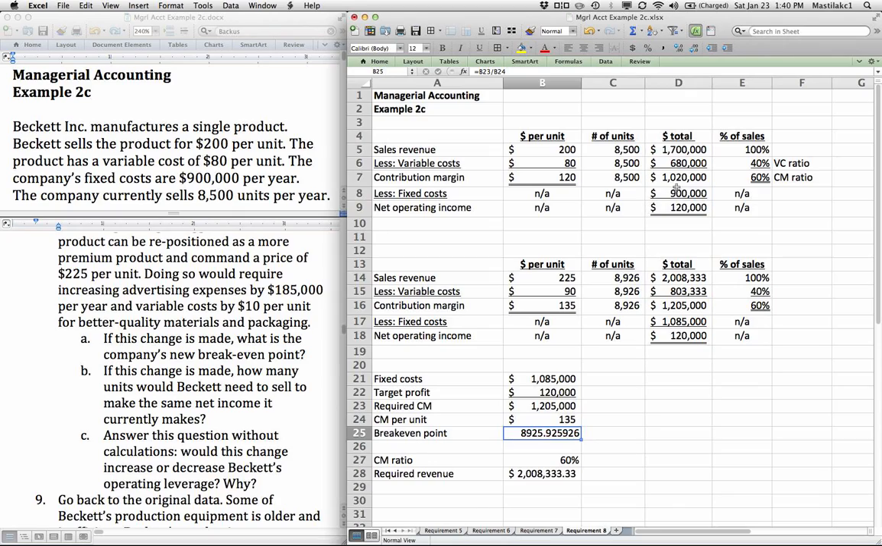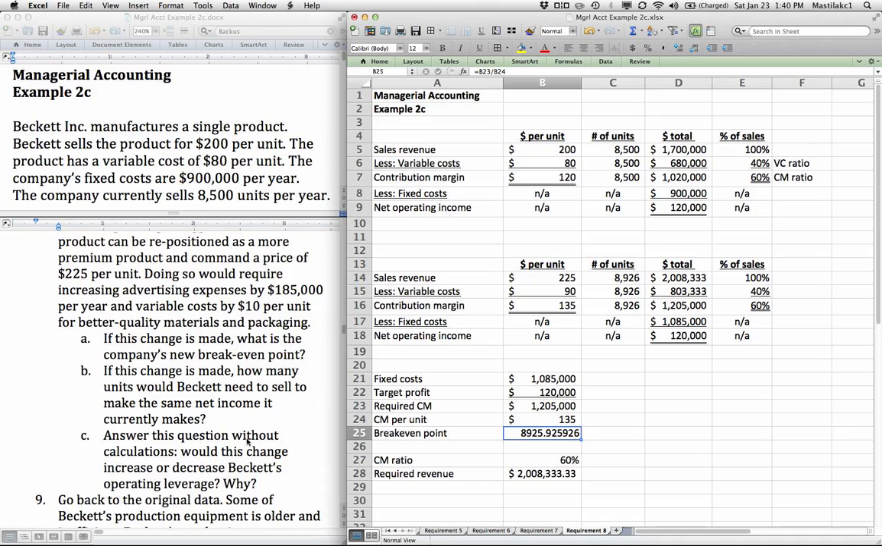So in order to make the same net income we currently make, our sales would have to increase from 8,500 to 8,926. Or from a revenue standpoint, our revenue would have to increase from 1.7 million to a little bit over 2 million. So in this case, our increased marketing efforts would have to be quite substantial. All right, they'd have to be very successful.